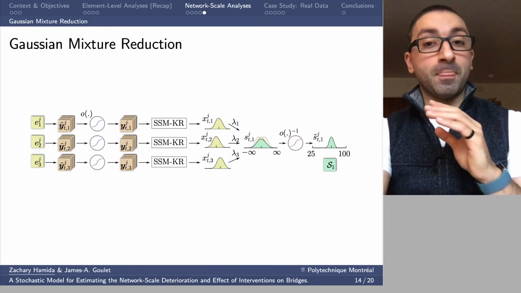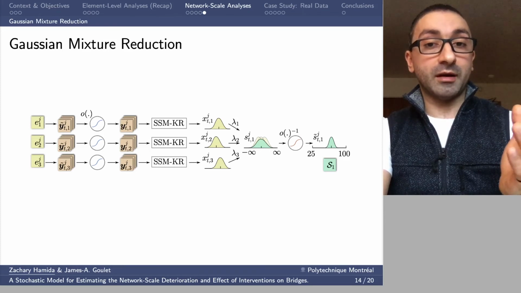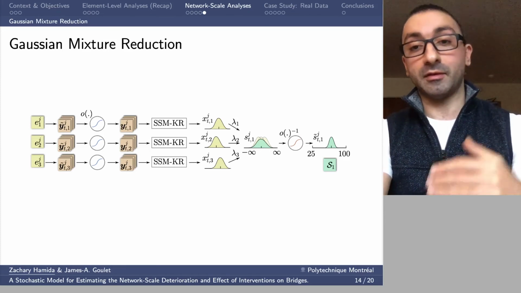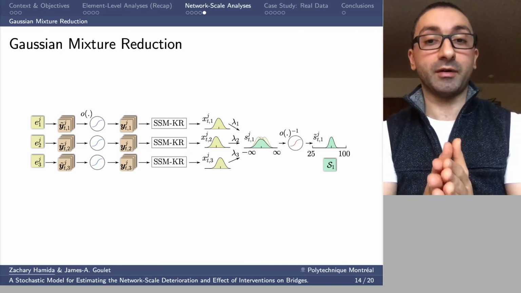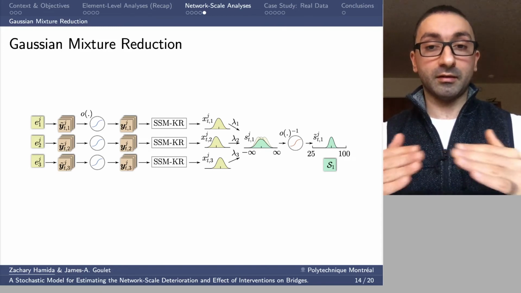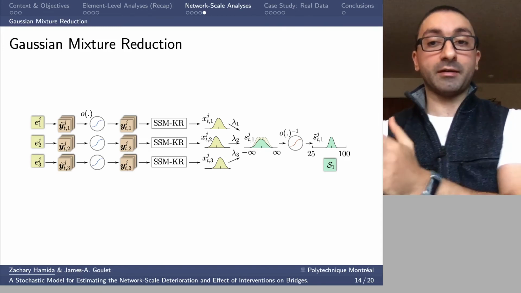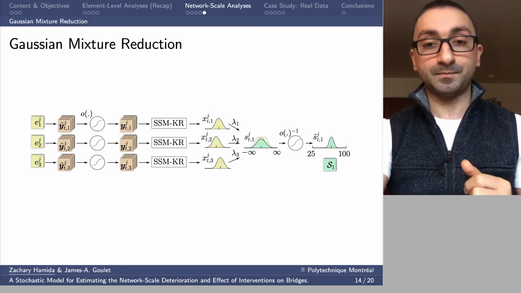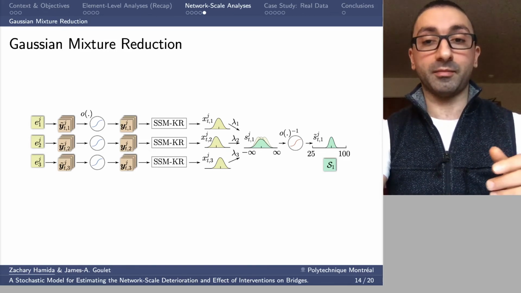Now, the Gaussian mixture reduction approach that's utilized, the equations for this approach are described in the paper, but the concept is really a weighted sum of Gaussian densities to obtain a single Gaussian density, and then we back transform to the original space, and we get the data. So this is really the principle of the method.